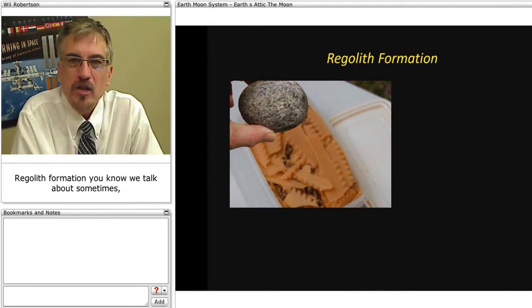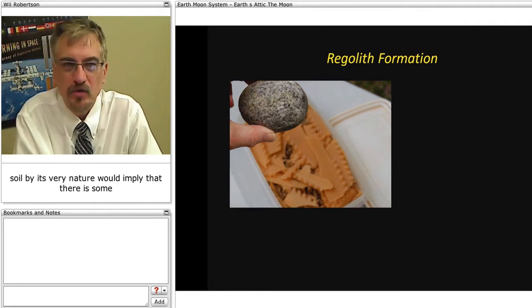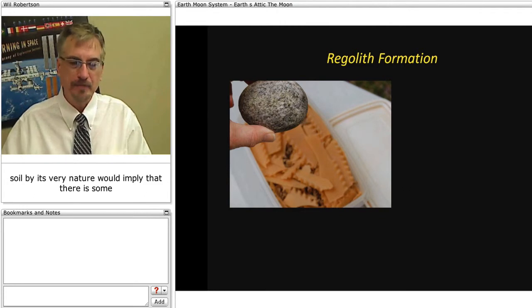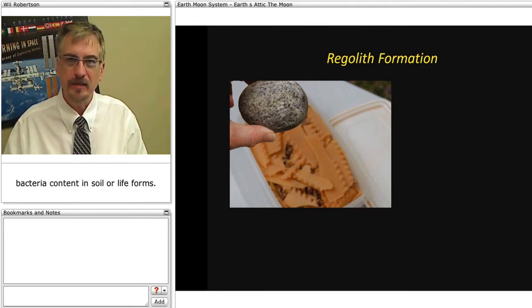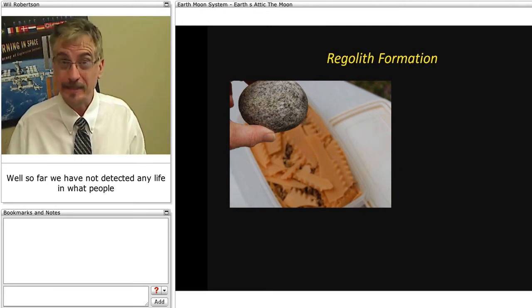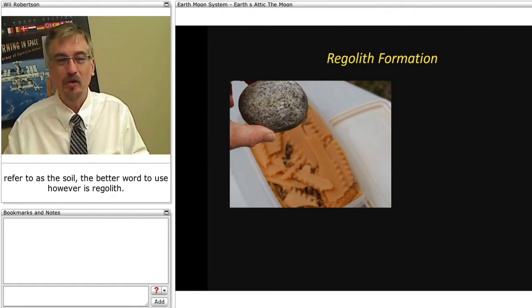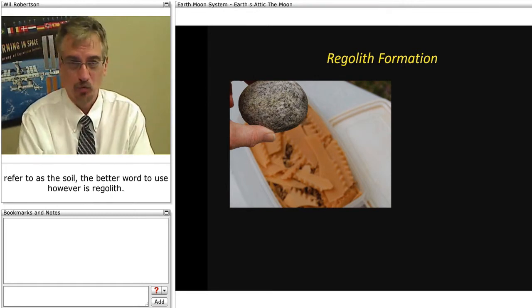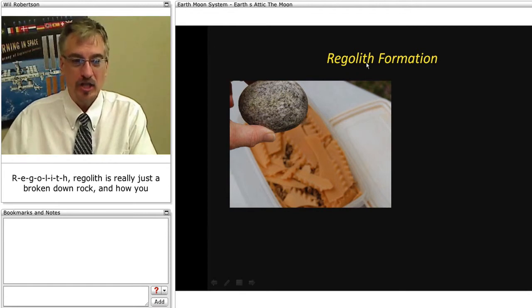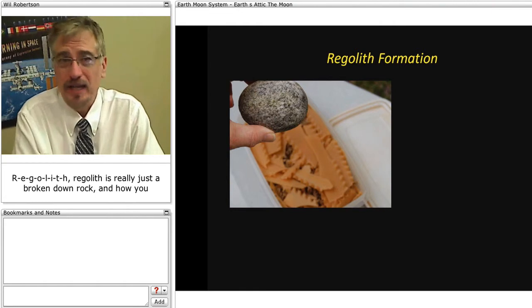Regolith formation. We talk about sometimes lunar soil, but soil is a misnomer. There is no soil on the moon. Soil, by its very nature, would imply that there's some bacteria content in the soil or life forms. Well, so far we have not detected any life in what people refer to as the soil. The better word to use, however, is regolith. Regolith is really just broken down rock.